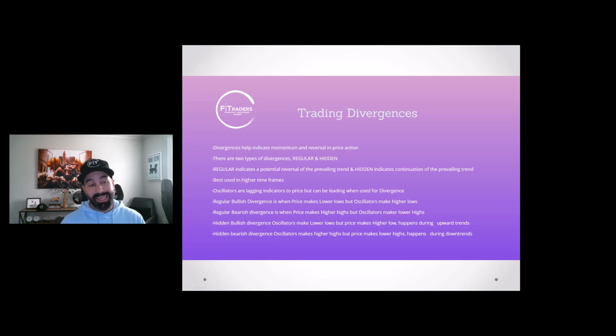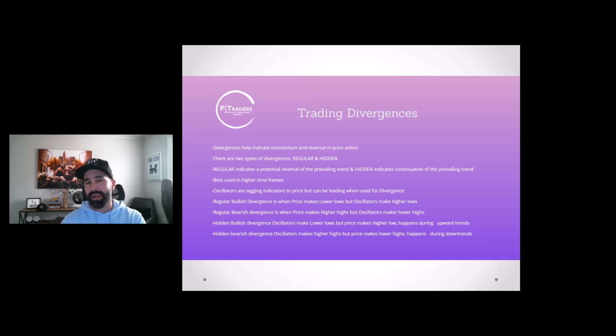Divergences help indicate momentum and reversals in price action. There are two types of divergences, regular and hidden. It gets a little bit confusing, but once you grasp it, you see it and it's no issue. Regular divergence indicates a potential reversal of the prevailing trend. So let's say you're in a downtrend and the stock is making new lows. The divergence is starting to show you this is going to reverse to a bullish uptrend. Hidden indicates continuation of the prevailing trend.